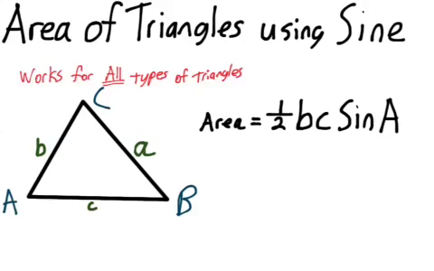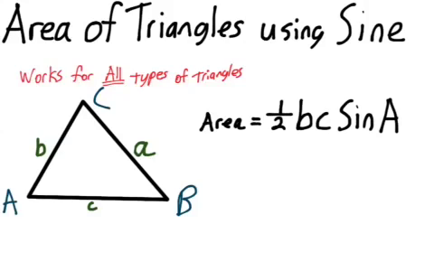Now let's break this apart. bc basically looks almost like our base and height. If you remember the area formula of a triangle before this formula, it was 1/2 of base times height. And b and c almost are base and height. Our adjustment there is that sine A factor. That's for when it's a non-right triangle.